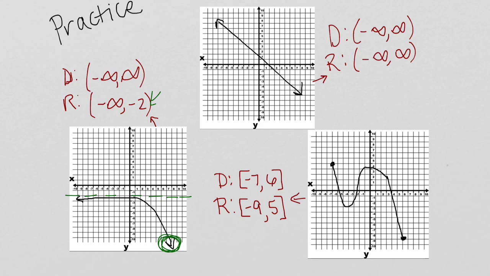The middle one, your line, again, negative to positive infinity for both of them. That's what I told you is pretty much going to be for all lines that have a positive or negative slope. And then this one, you have no arrows, so there's actually starting and stopping points.